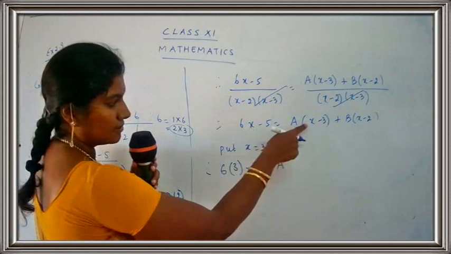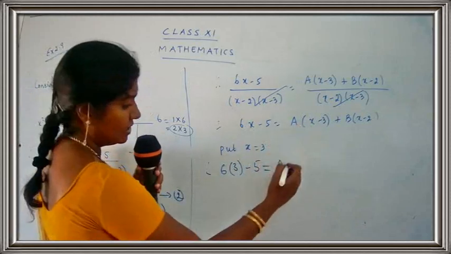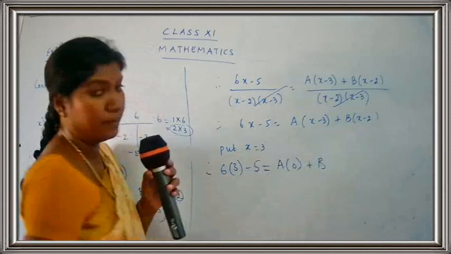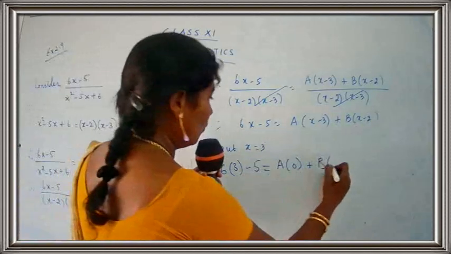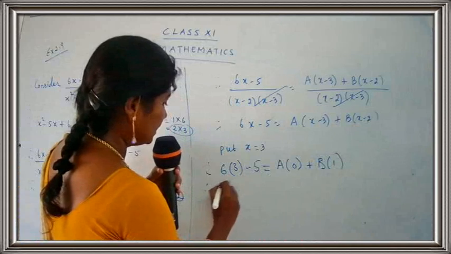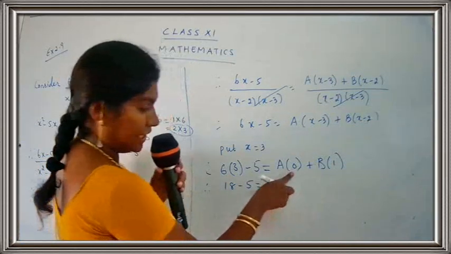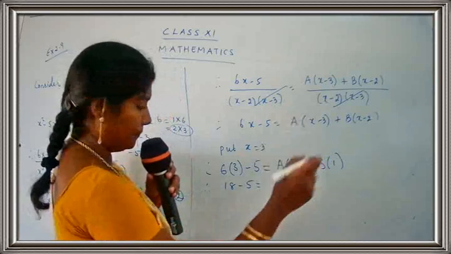3 minus 3, x is 3. So 3 minus 3 is 0, plus b into 3 minus 2. What is 3 minus 2? It's 1. So 18 minus 5, a into 0 is 0, b into 1 is b.